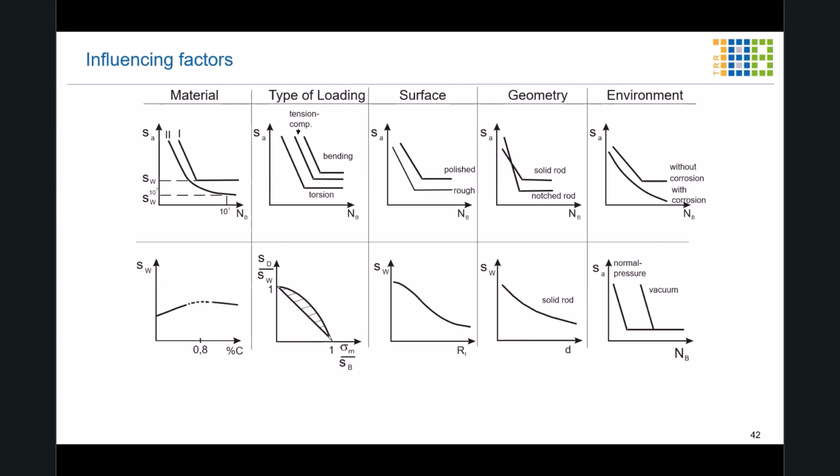Then there's the geometry. Are there notches? Is this a solid rod? Is this a notched rod? Then the environment, for example: is there corrosion, or no corrosion? Is it in vacuum or normal pressure? All these factors influence the fatigue properties in general. But oftentimes the microstructural damage, for example, in our case, the voids, is not described.